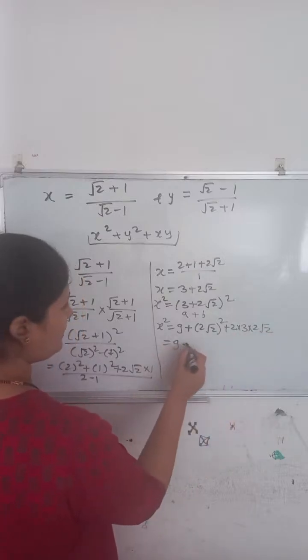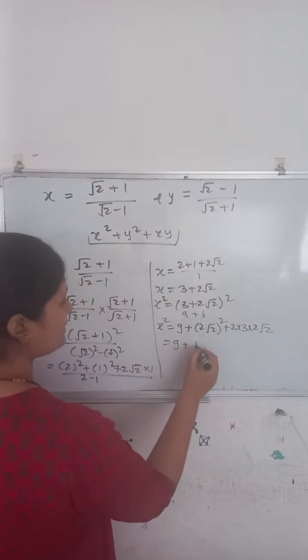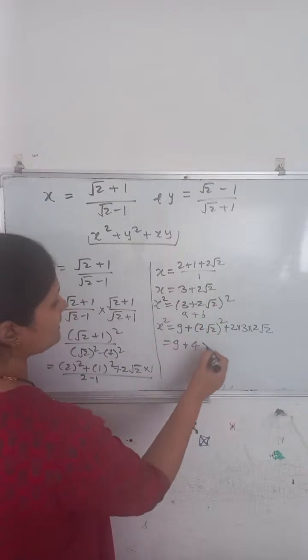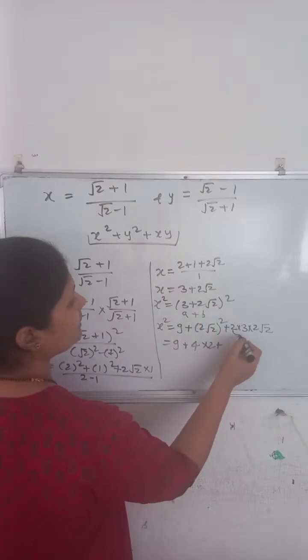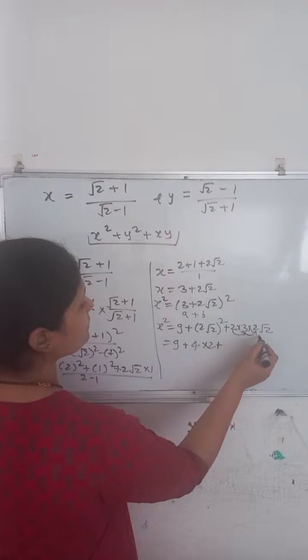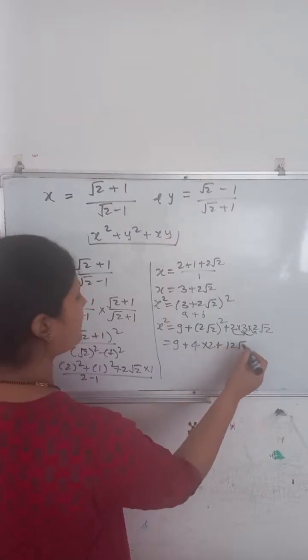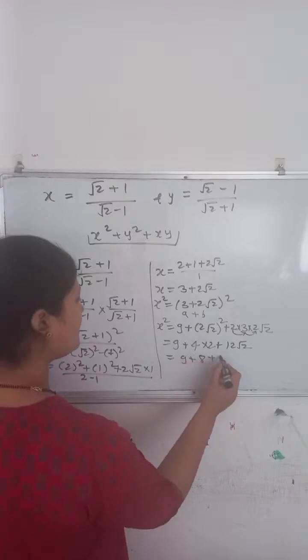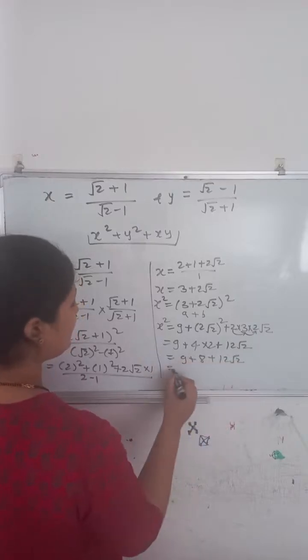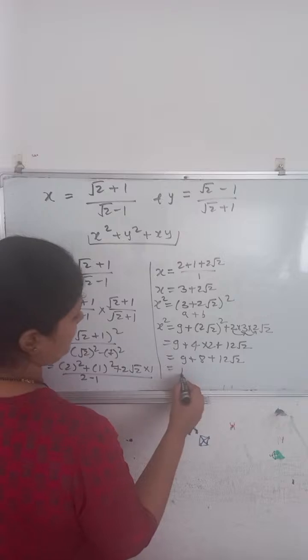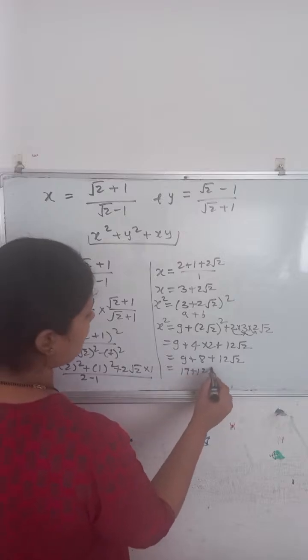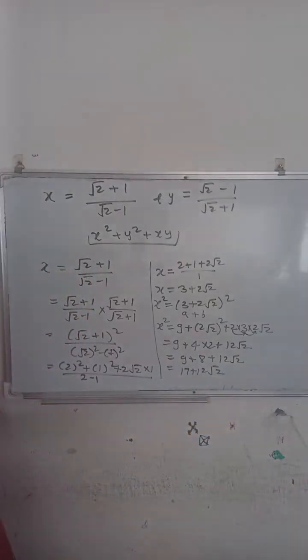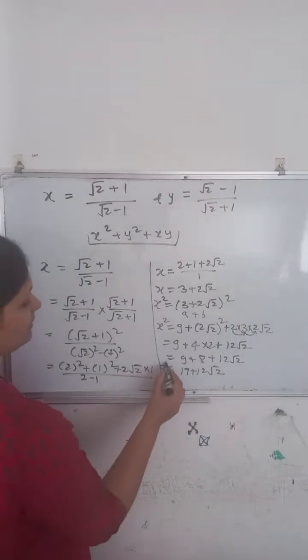So here 9 plus 2 square is nothing but 4, and root 2 square is nothing but 2, so 4 into 2 is 8, plus 3 2s are 6 and 6 2s are 12. Here 12 root 2. So here 9 plus 8 plus 12 root 2, that is nothing but 9 plus 8, 17 plus 12 root 2. This is the value for what? X square. Can you get it?